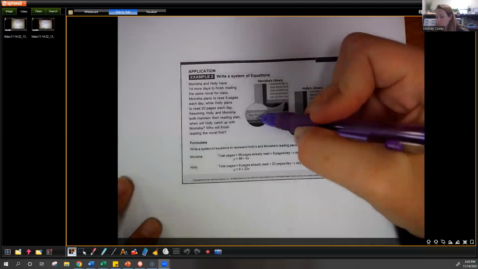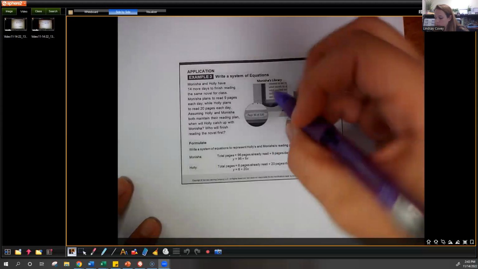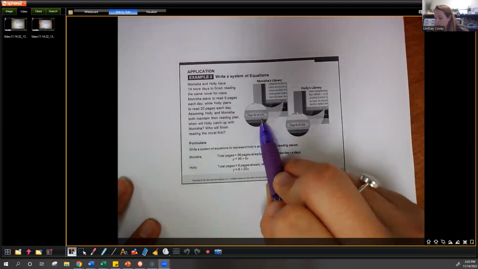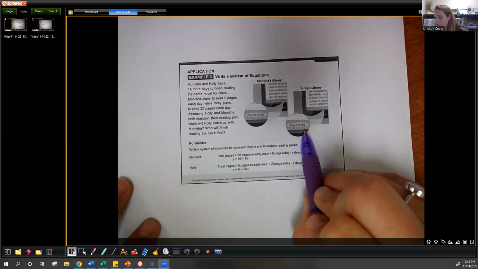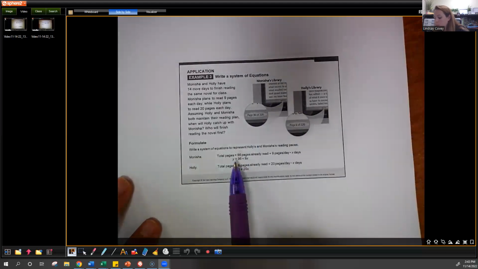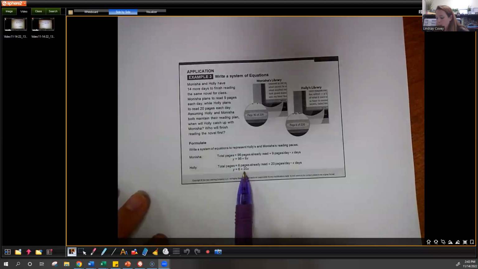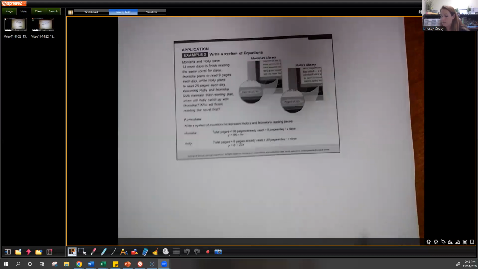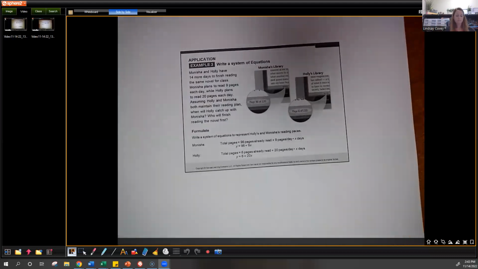And it tells you how many pages. That's where they got the 96. Oh my goodness. Page 96 out of 220, and this is page 6 out of 220. So they both have to read 220 pages. So we have y equals 96 because that's your starting point, and she's reading 9 pages a day. Okay, Holly has only read 6 pages, and she plans to read 20 pages a day. Who will finish reading the novel first? Okay, and that is where we're going to use our systems of equations. Okay, so let's go ahead and set this up.